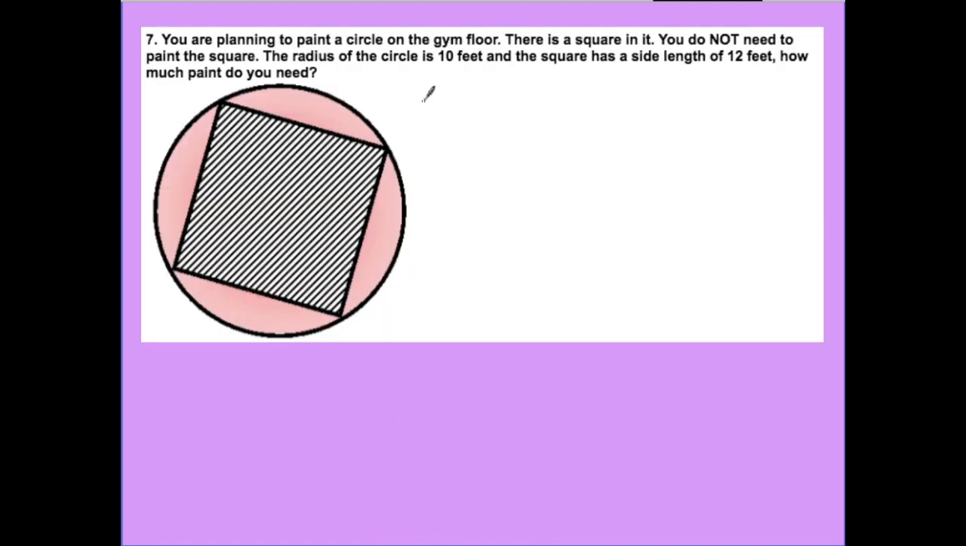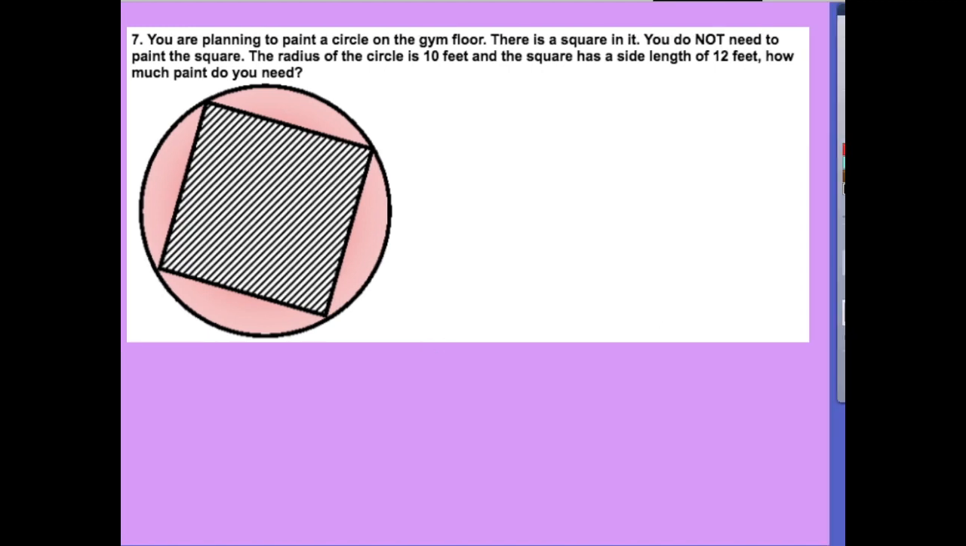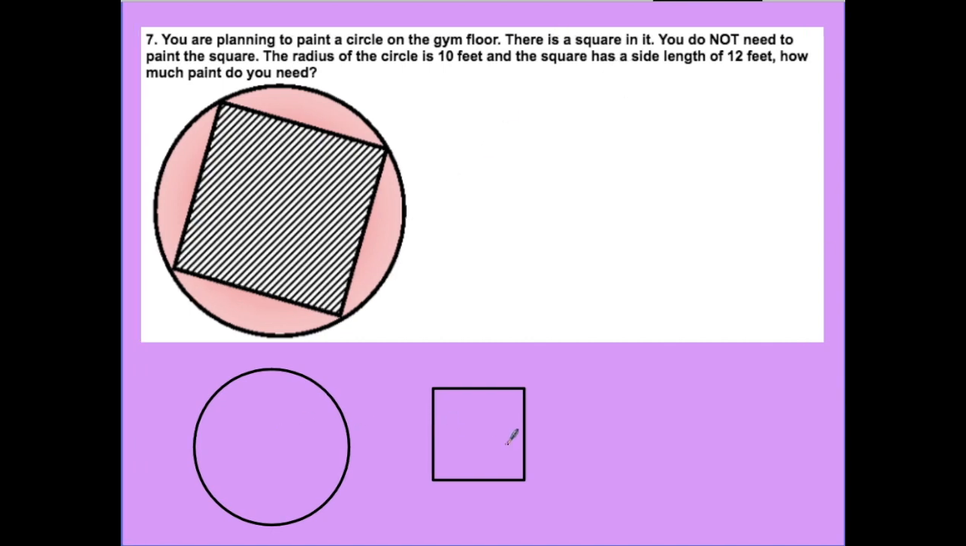All right, very last one is an area. So here's a gym floor. And we're going to paint the parts of the circle. There's a square in it, but you do not need to paint the square. All right, so we got 2 things going on here, right? We got a circle and we got a square. All right, if it helps to draw them separately, go ahead and draw them separately. All right, the radius of the circle is 10 feet. The square has a side length of 12.